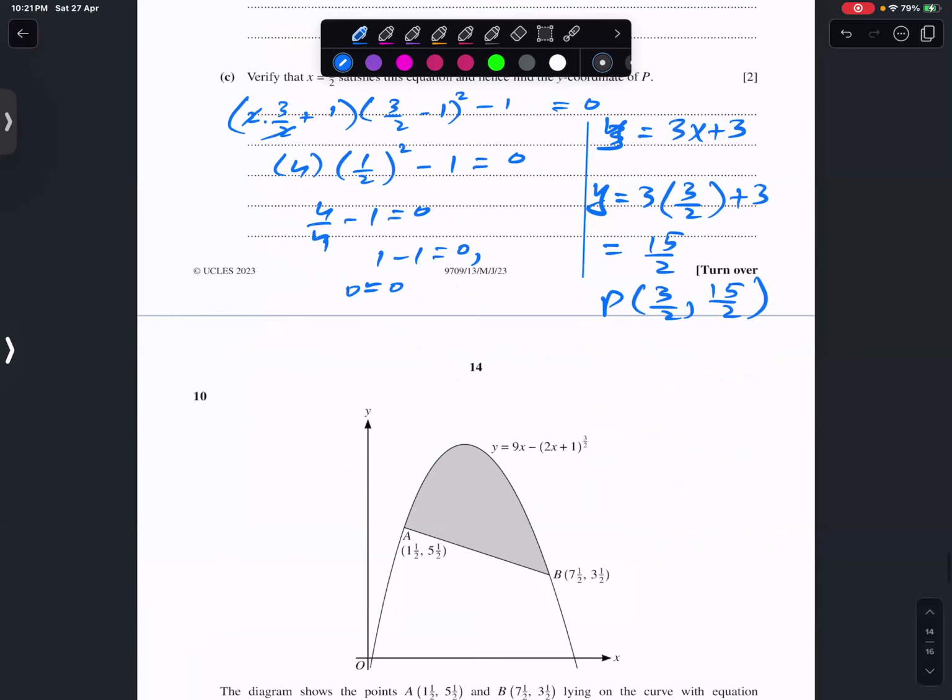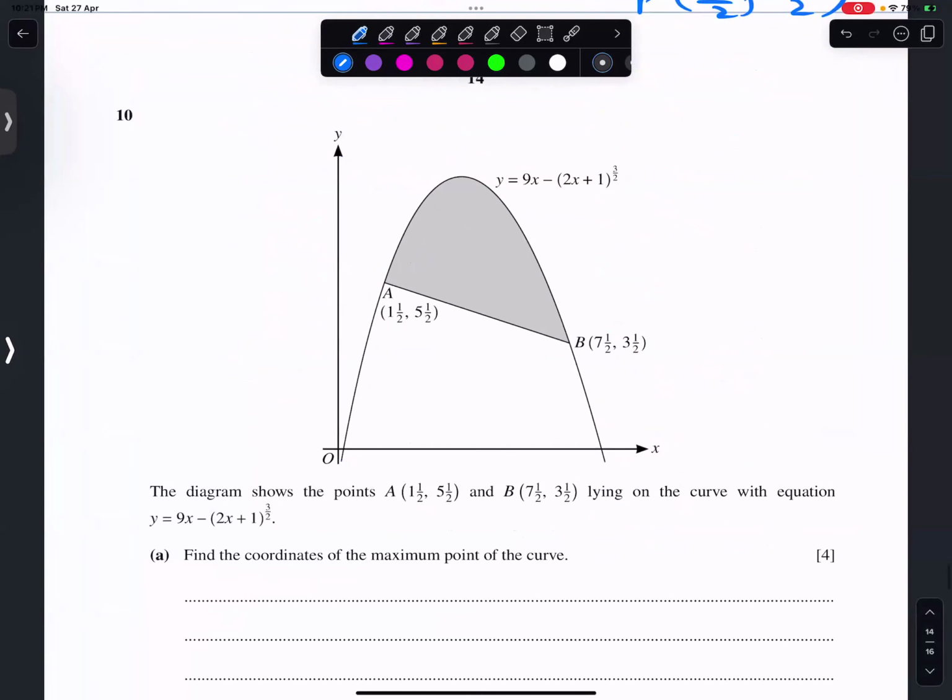Next we have question number 10. Look at that. The diagram shows the points A and B lying on the curve with this equation. Find the coordinates of the maximum point of the curve.